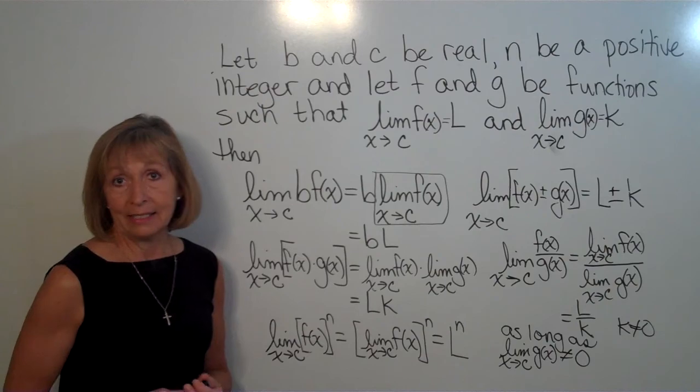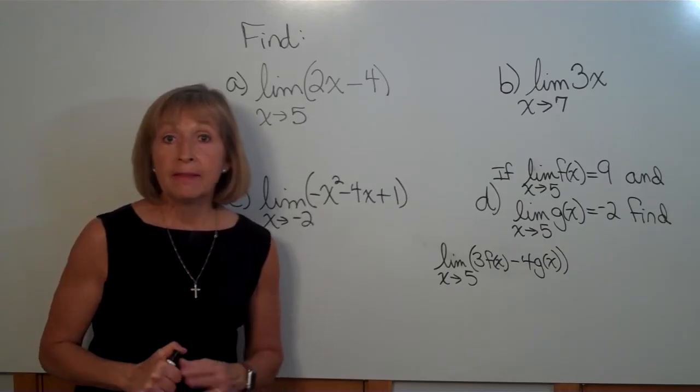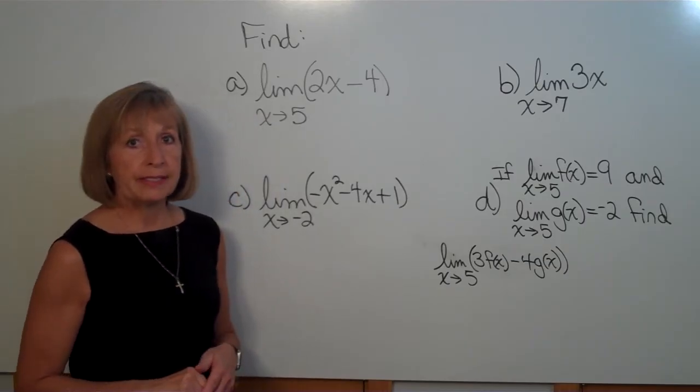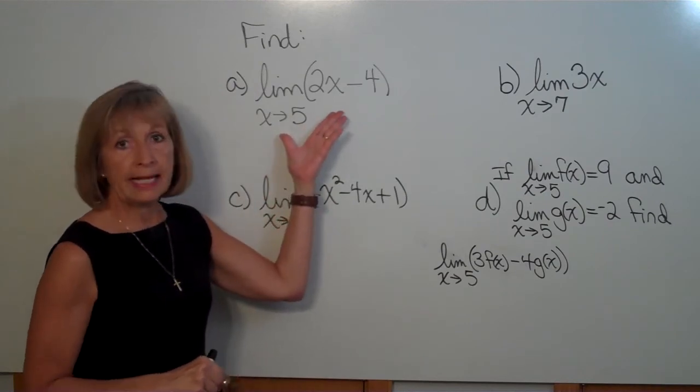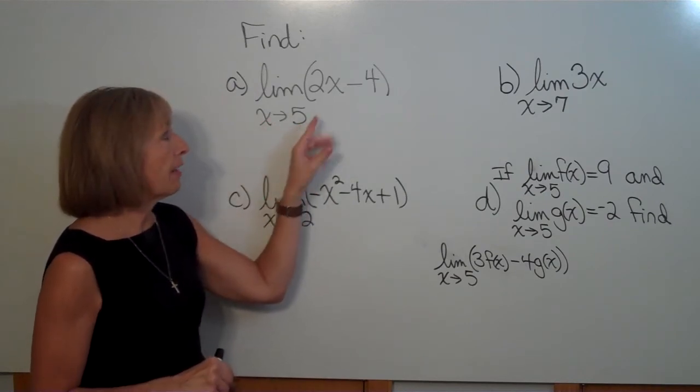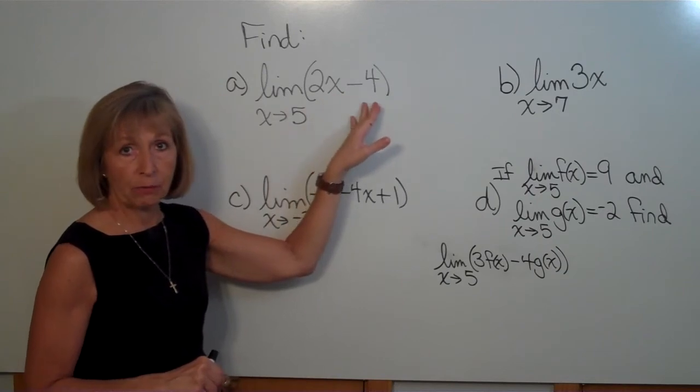So what we're going to do next is erase this and then put up some examples, apply the properties that we learned to each of these examples. So the first one, it's asking me to find the limit as x approaches 5 of 2x minus 4.